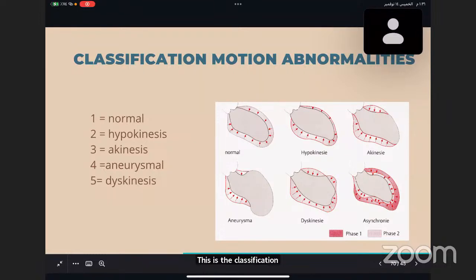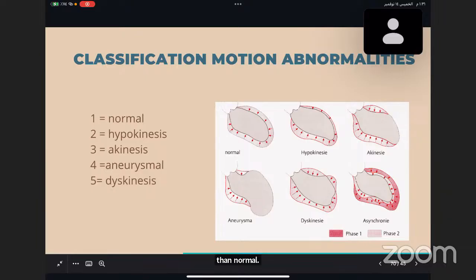In the left ventricle, number one is normal, then hypokinesia. What is hypokinesia? Hypokinesia is reduced contraction of a region of the heart muscle. Then akinesia. Akinesia is when a region of the heart muscle does not contract at all, in diastole or systole. Hyperkinesia is when a region of the heart muscle contracts more aggressively than normal.